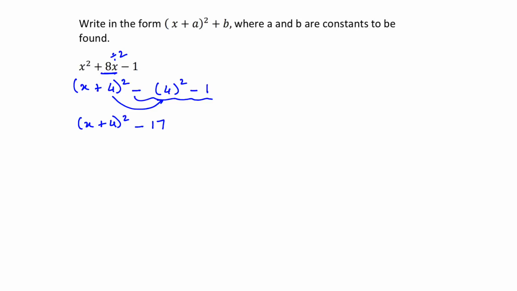So we have written our quadratic equation in the form (x + a)² + b by using the completing the square method. Here our a is 4 and our b is negative 17.